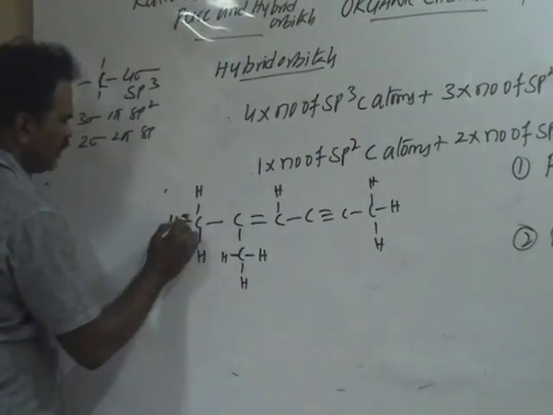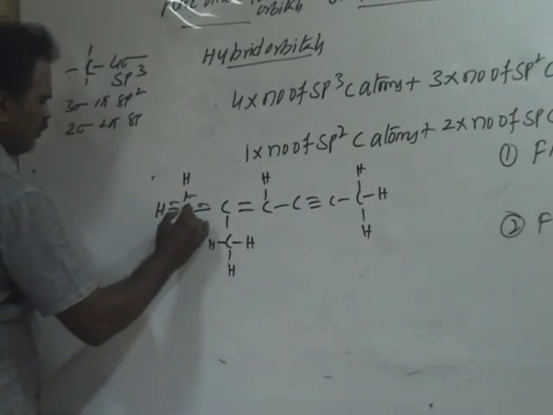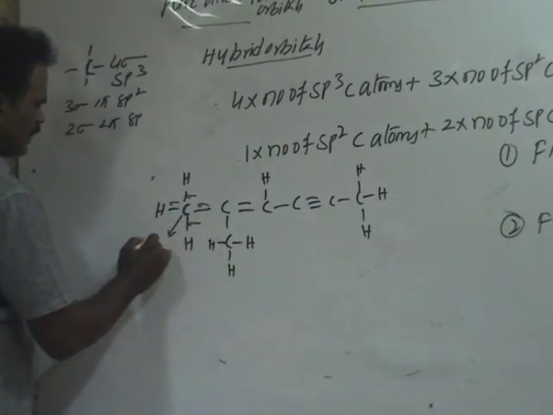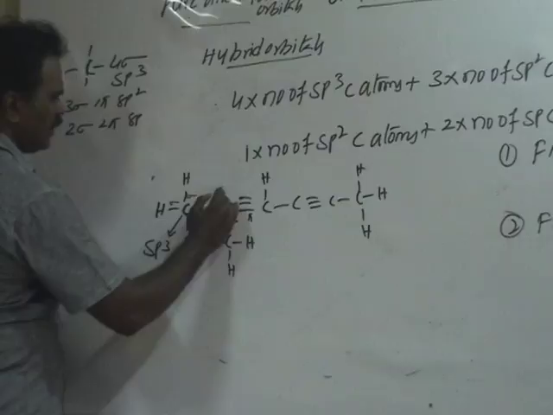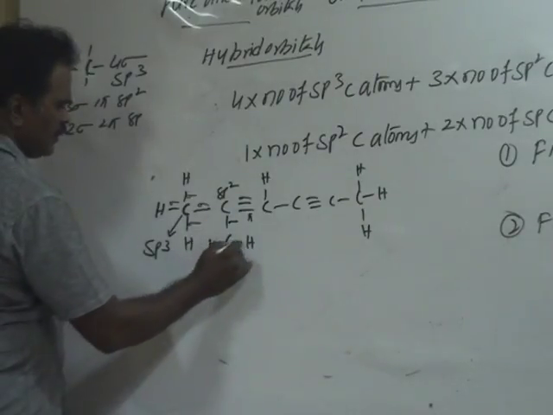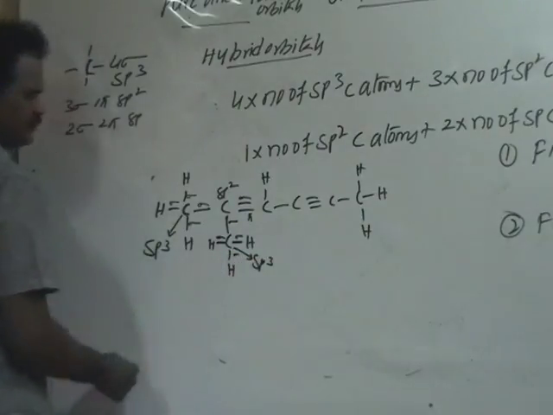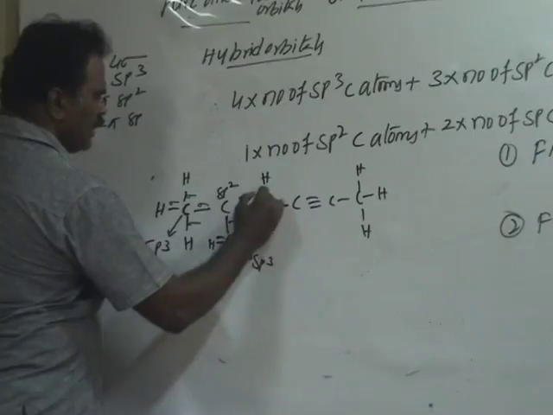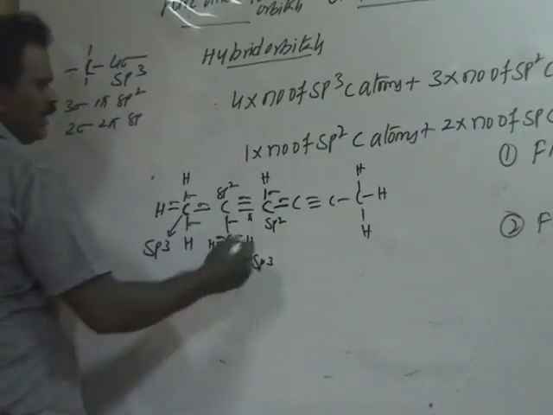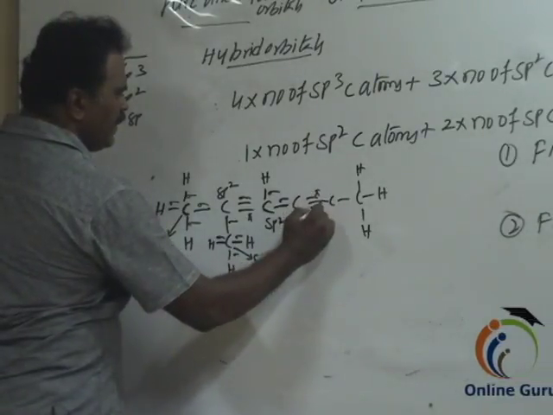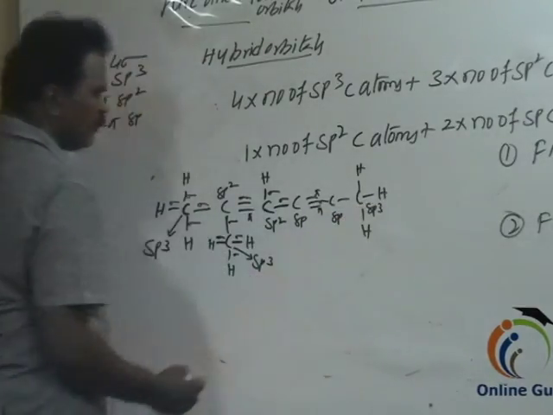A single bond is sigma. The carbon is surrounded by 4 sigma bonds, hence this is sp3 carbon atom. Sigma, pi, sigma: this is sp2 carbon atom. This is 4 sigma bonds, then this is sp3 carbon atom. Sigma, pi: this is sp2 carbon atom. Sigma, pi: sp carbon. Here this is sp carbon and this is sp3 carbon.